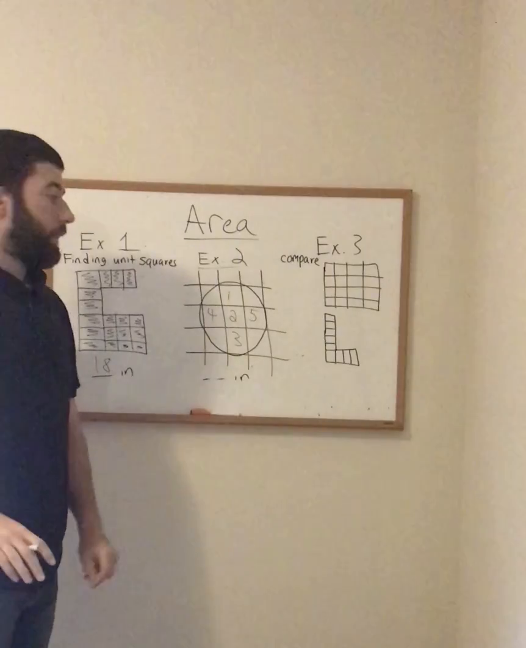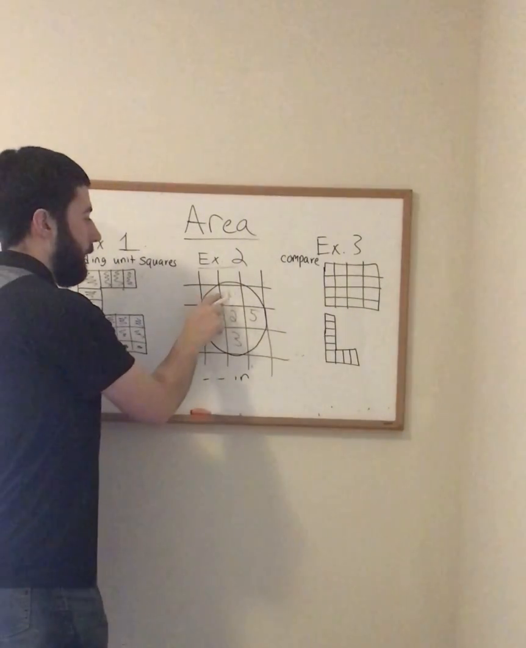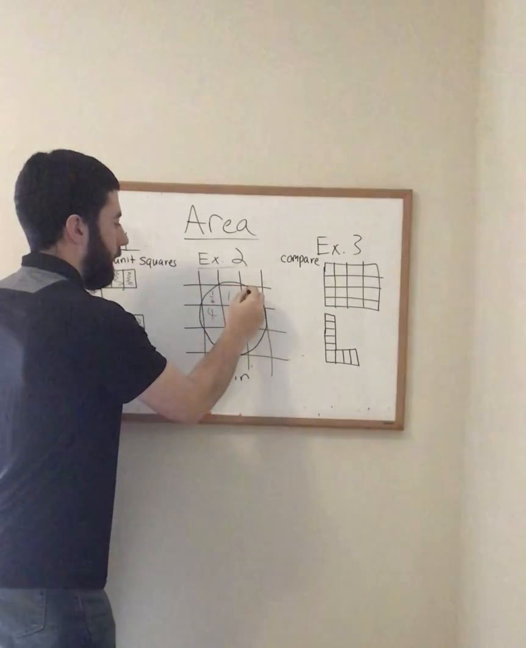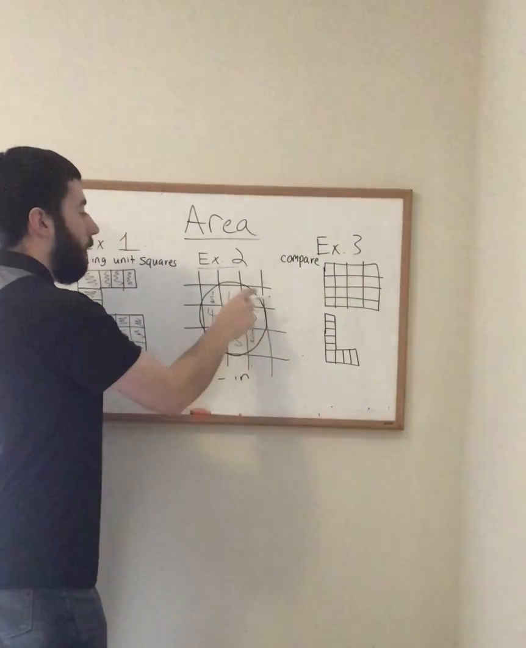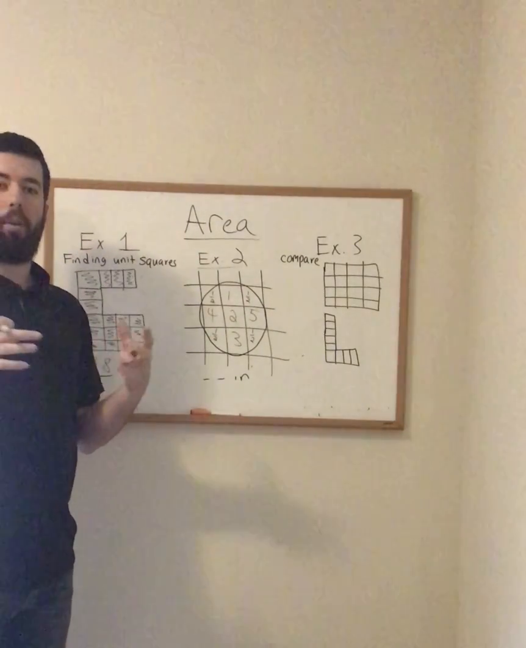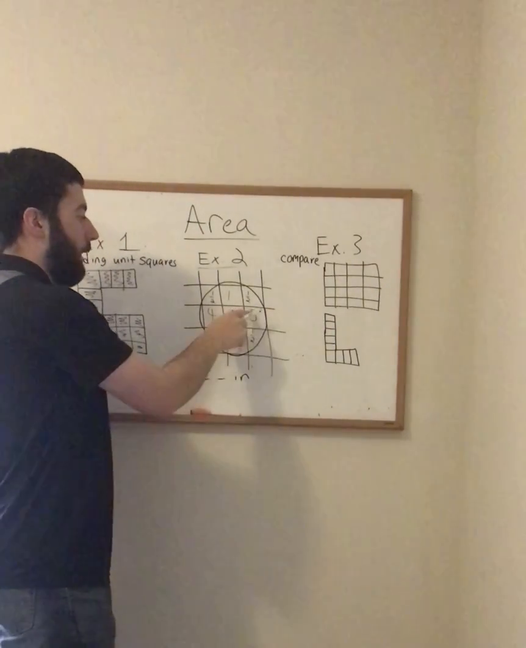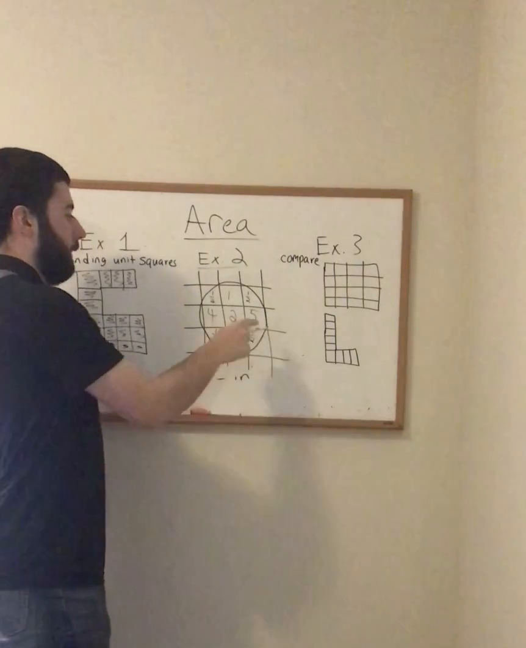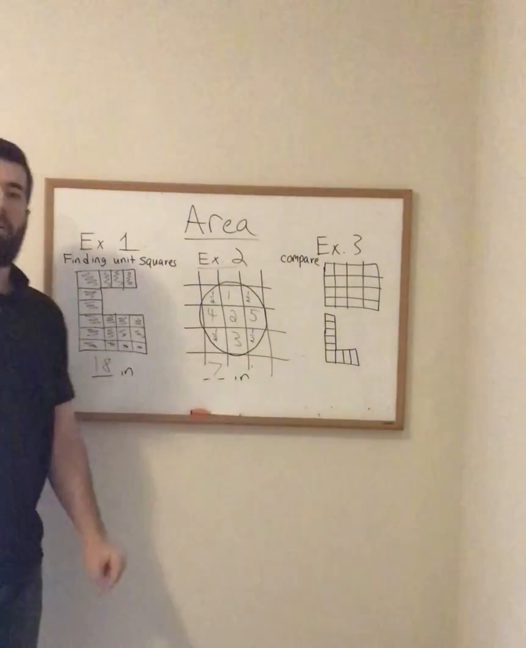Now I'm not done yet. I didn't find the whole area. The tricky part here is here, here, here, and here. So right here is a half, right here is a half, right here is a half, right here is a half. The reason it's a half is because it's half of the square. So I need to count my halves. Right now I have 5, 5 and a half, another half would be 6, 6 and a half, 7 inches. So the area of this circle would be 7 inches.